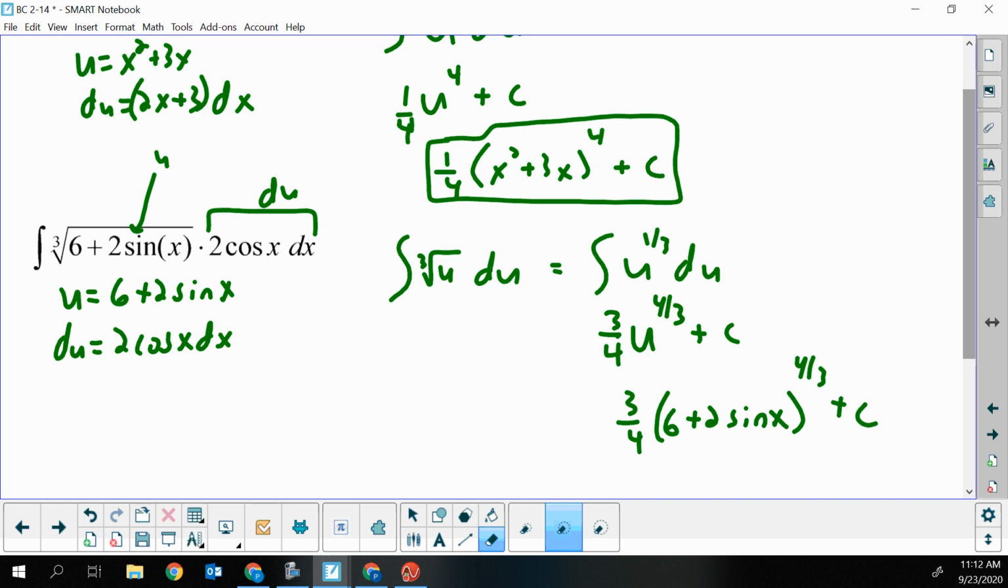Now, two words of warning of common errors I see with these. Number one is people will forget to sub back in for the u and they'll stop here. That's one common error. The other common error is when people go to sub in the u, they forget to put the exponent back on what u is being raised to. So just keep an eye out for those two things. They come up quite a bit.